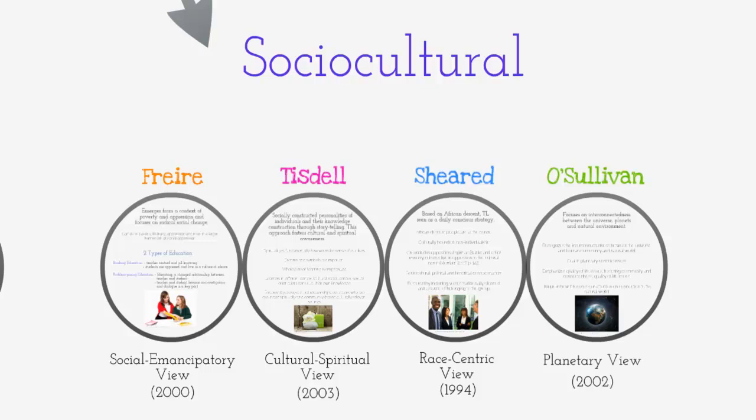Going on with Group 2, we have Sheared, who had a race-centric view based on African descent, and this one sees transformative learning as a daily conscious strategy, something we have to keep coming back to on a daily basis. And O'Sullivan looked at transformational learning in a planetary view, focusing on the interconnectedness between the universe, the plants, our natural environment, everything around us.